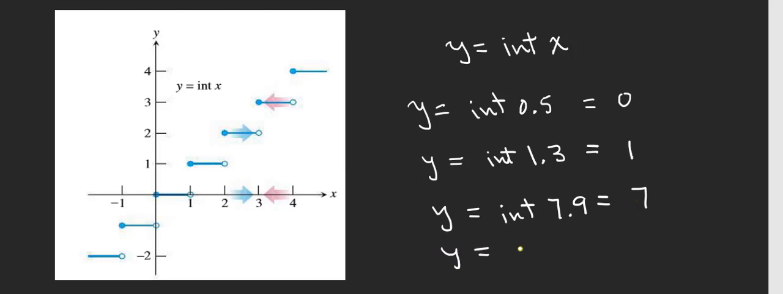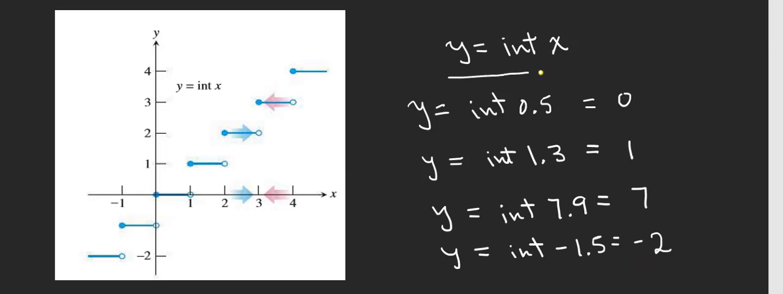What about y equals greatest integer of negative 1.5? You might think that it's negative 1, but negative 1 is greater than negative 1.5. Remember, it has to be the greatest integer that is less than or equal to negative 1.5. So it has to be negative 2.